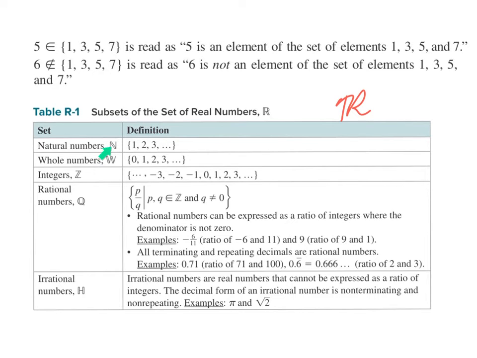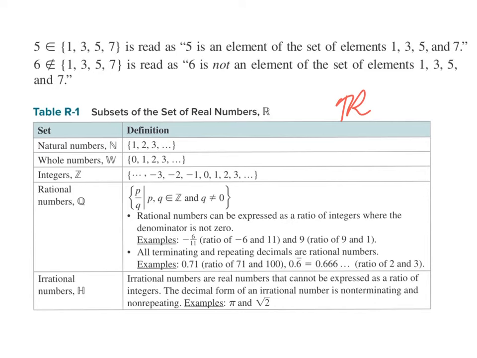Natural numbers, this N. Natural numbers are counting numbers. Okay, we start with 1. You never count starting at 0. You count, start 1, 2, 3 on up. Whole numbers include 0. So as we move our way down this list, the set of numbers gets bigger.